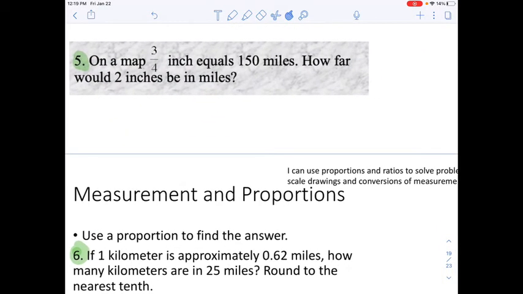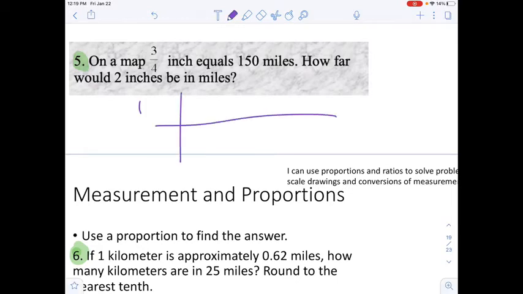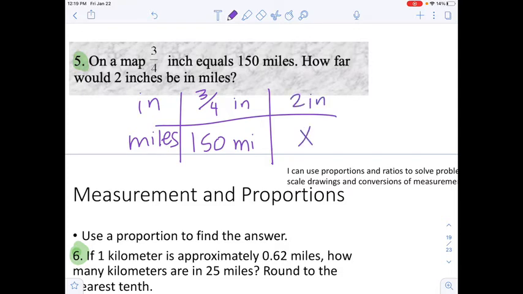The next problem says on a map, 3/4 inch equals 150 miles. How far would 2 inches be in miles? So I'm going to set up a table here so that I can compare inches and miles. So I know that 3/4 inch equals 150 miles. So I'm going to do 3/4 inch and 150 miles. Then on the next portion of my chart, it says how far would 2 inches be in miles? So I'm going to do 2 inches on the top and an X for miles because we're solving for how many miles. Then I'm going to use cross products here.